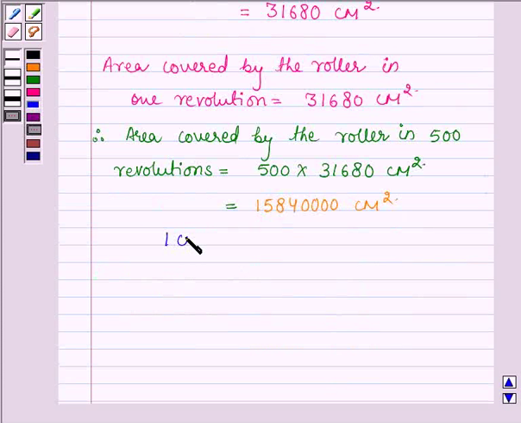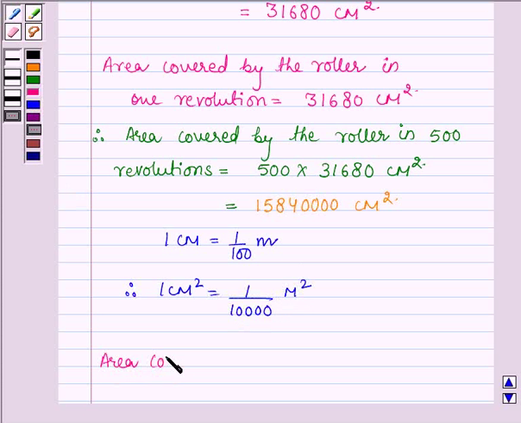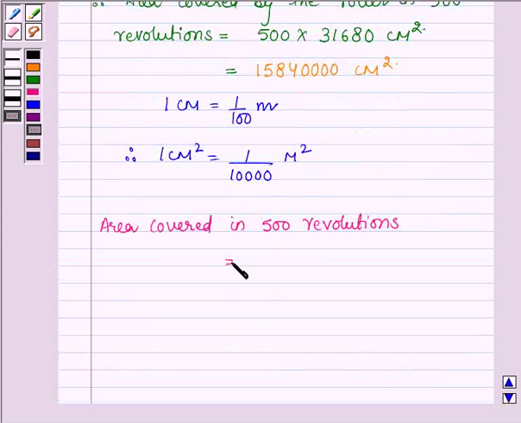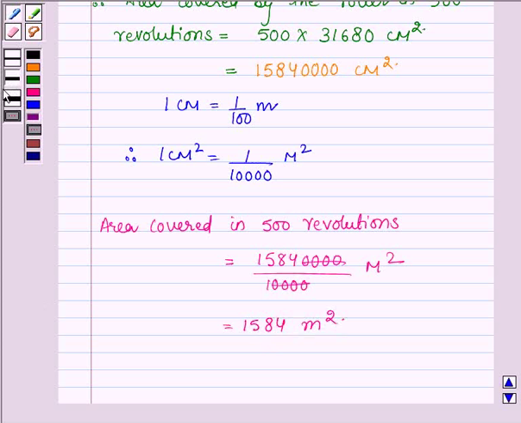And since 1 centimeter is equal to 1 upon 100 meters, therefore 1 centimeter square is equal to 1 upon 10,000 meters square, and thus the area covered in 500 revolutions is equal to 1584000 upon 10,000 meters square. So this is equal to 1584 meters square, and this is equal to the area of the playground.